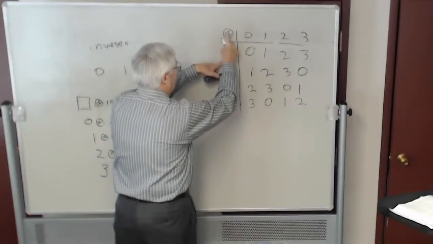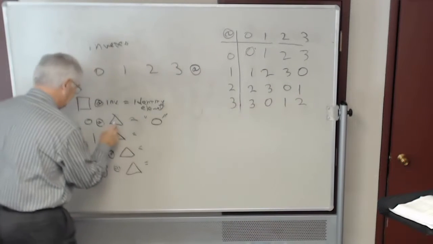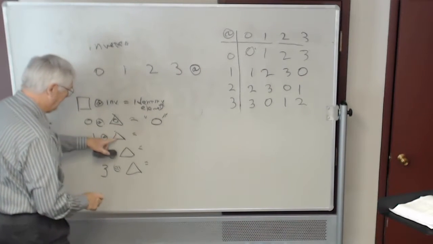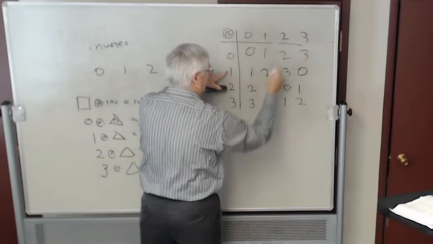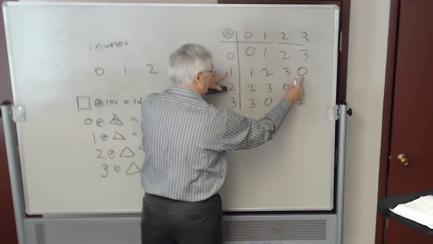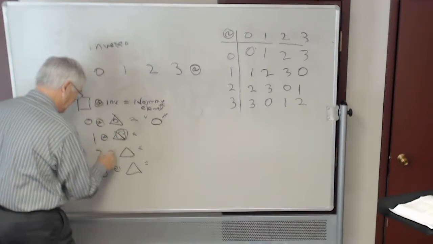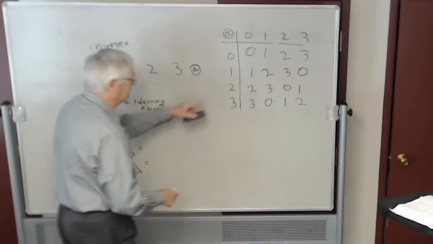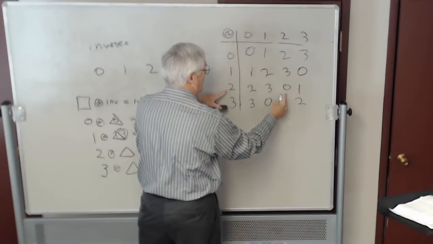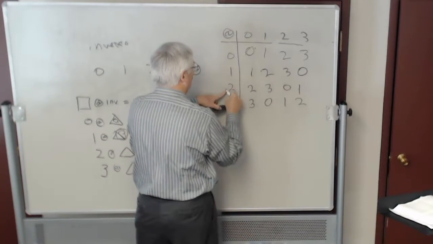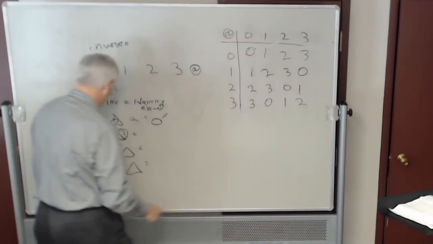What do I do at 0 to get 0 for an answer? 0. So it's 0. 1 at what number gets an answer of 0? 3. 2 at what number equals 0? 2.